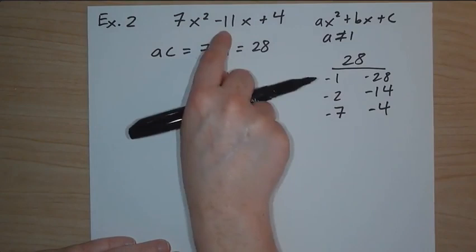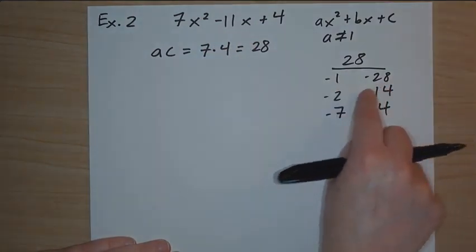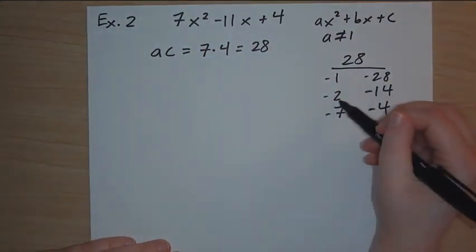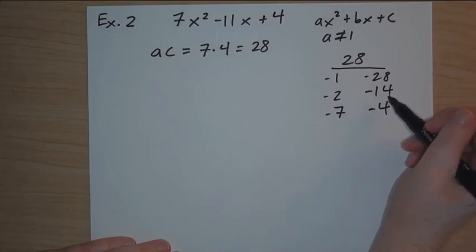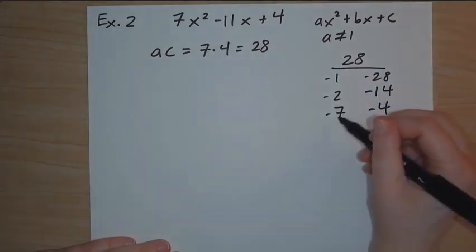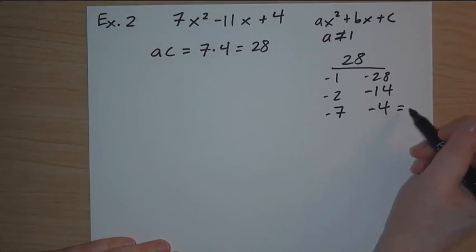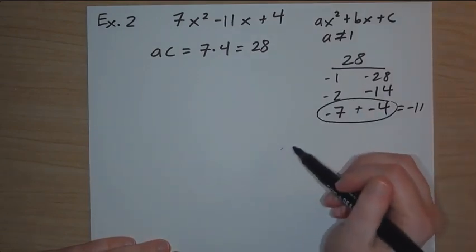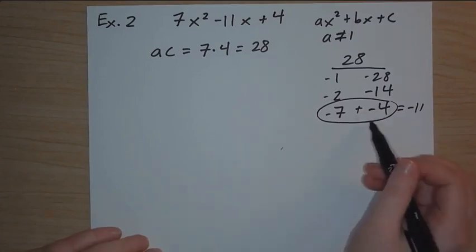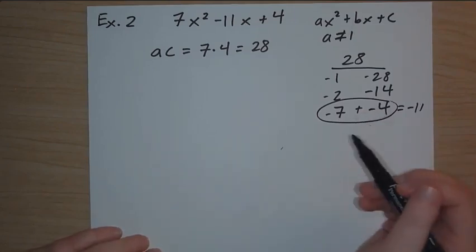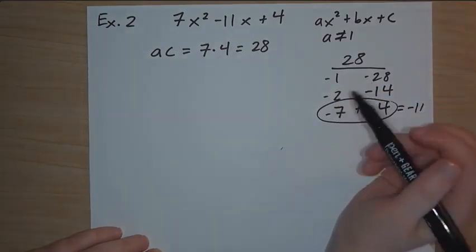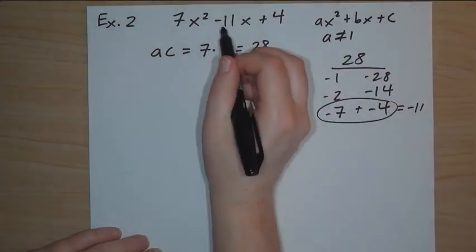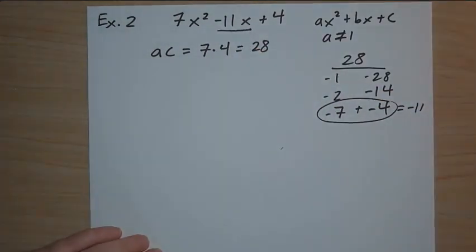So for negative 11, negative 1 plus negative 28 isn't negative 11, negative 2 plus negative 14 is not negative 11, negative 7 plus negative 4 is negative 11, if we add them. So we know it's going to be in this format right here. So what this tells us, instead of the general format for when A is 1, is how to split our x term here. And then we can proceed to factor by grouping.